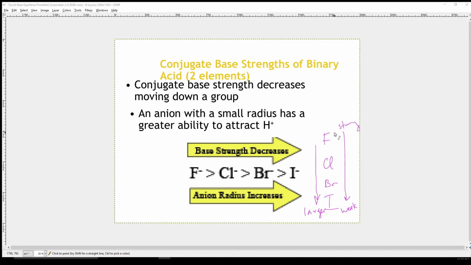And we're talking about the conjugate bases. So that means that these would all be ions because they have lost their hydrogens from earlier. So these conjugate base strengths will decrease as you move down a group. Fluoride is a much stronger base, a much stronger conjugate base than iodide, because the smaller the radius, the greater the ability to attract hydrogens, which is what bases do.